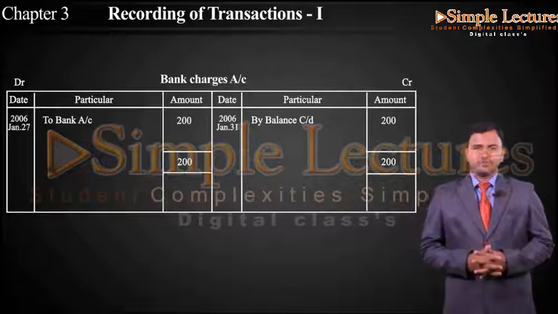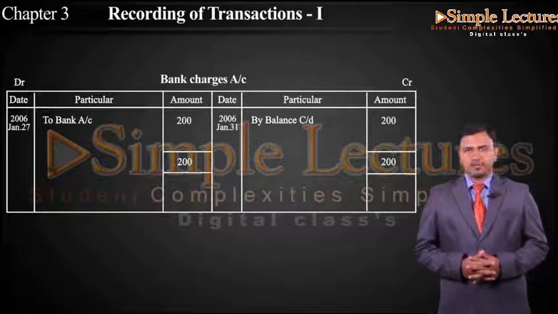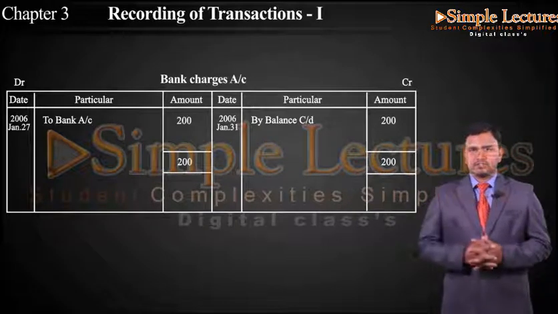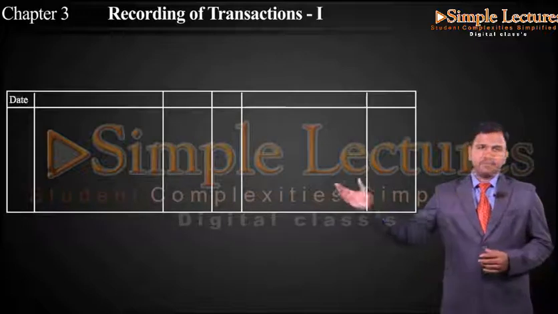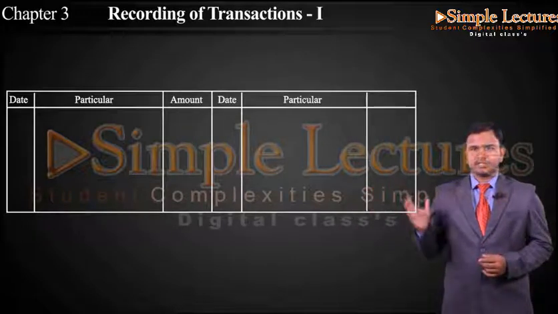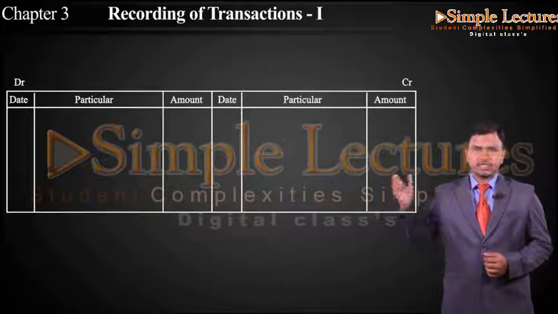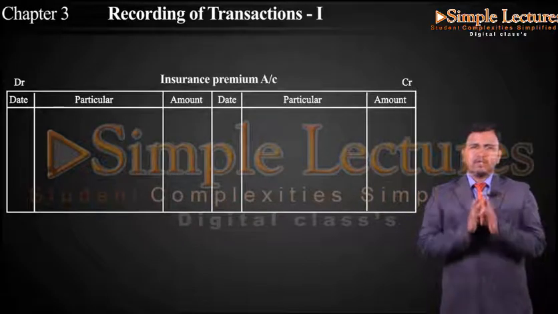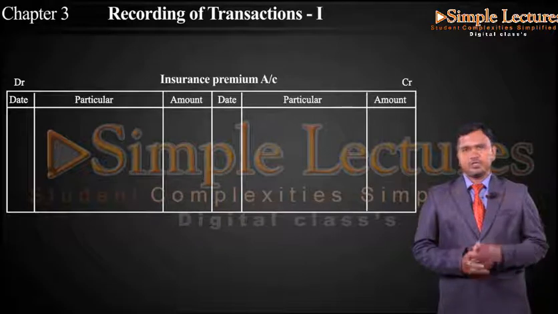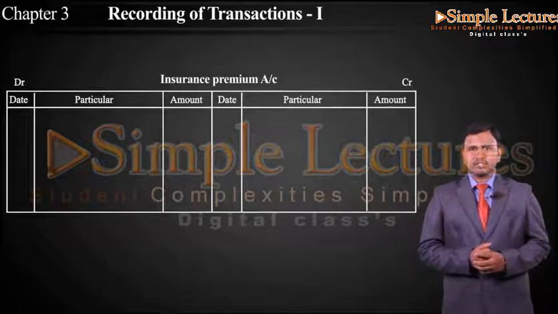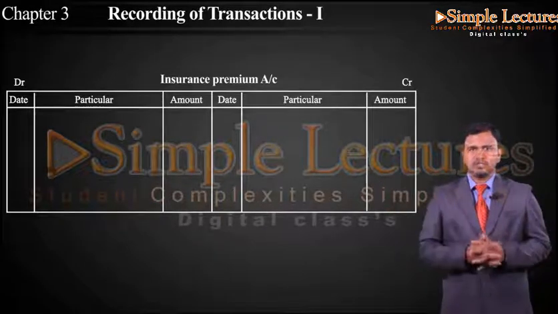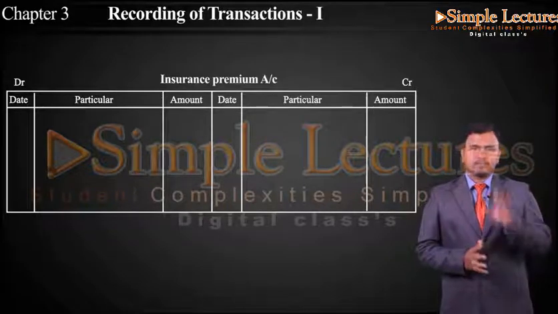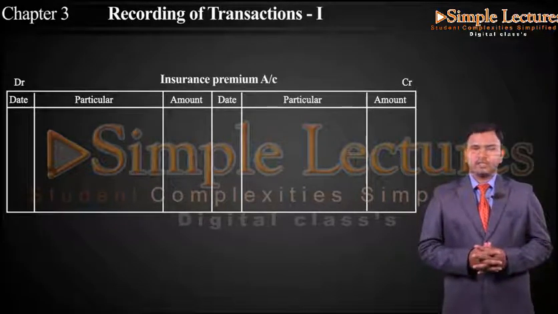The next account we have to prepare is for insurance premium. Again the format remains the same: date, particulars, amount, debit side, credit side, with the table title insurance premium. We have only one journal entry relating to the insurance premium that should be posted to the insurance premium account. The entry is on Jan 28.